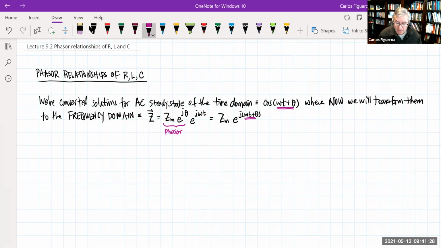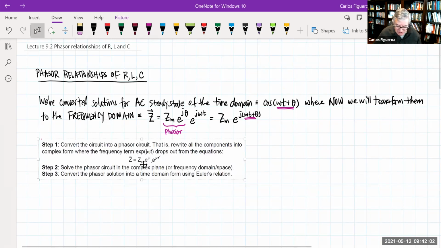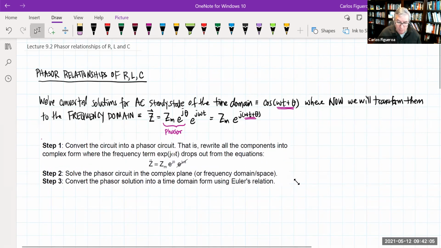There's a reason why we move into the frequency domain, a reason why we get our phasor method. It just makes life so much easier. So I'm going to take a very simple step. What we're really doing is some simple mathematics, and we're going to go back and look at some circuits here.